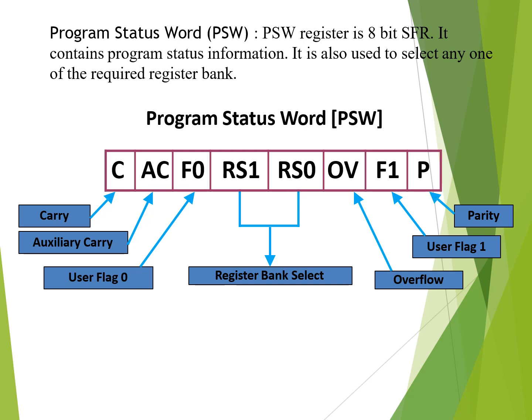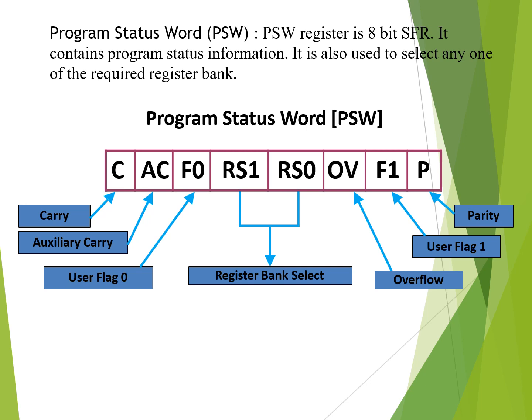Actually, the 8051's internal RAM memory is 128 bytes. In that 128 bytes, the first 32 bytes of memory are divided into four register banks. To select one out of these four register banks, these two bits of the program status word are used.